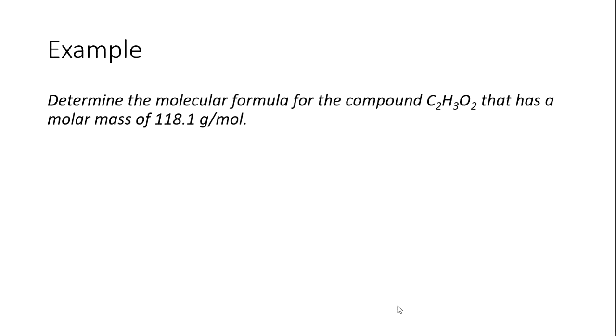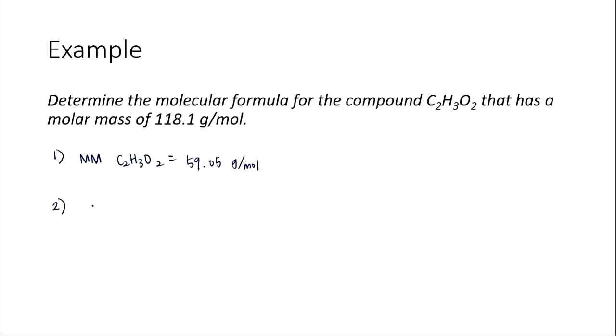Determine the molecular formula for the compound C₂H₃O₂ that has a molar mass of 118.1 grams per mole. The first thing we want to do is find the molar mass of C₂H₃O₂. So go ahead and determine the molar mass of C₂H₃O₂. The molar mass is 59.05 grams per mole.